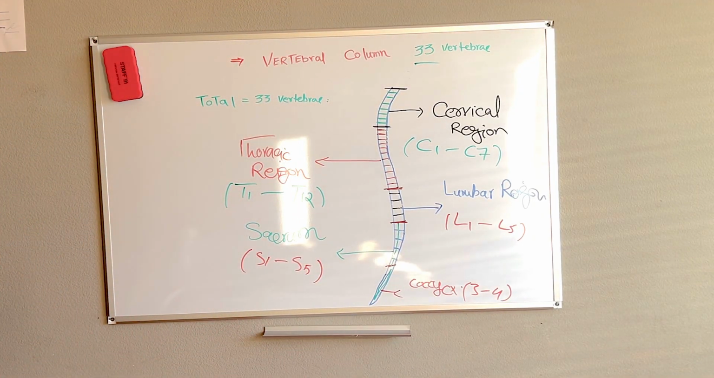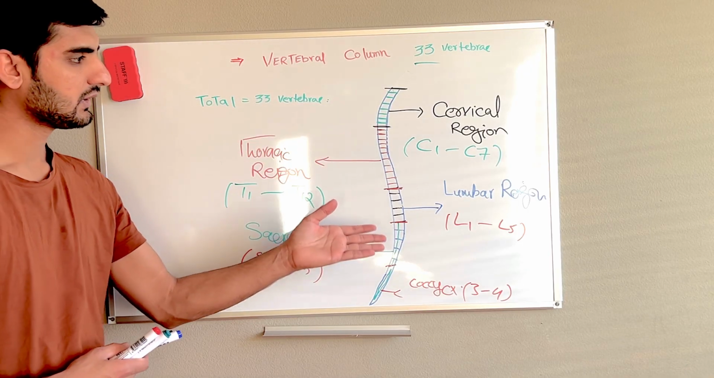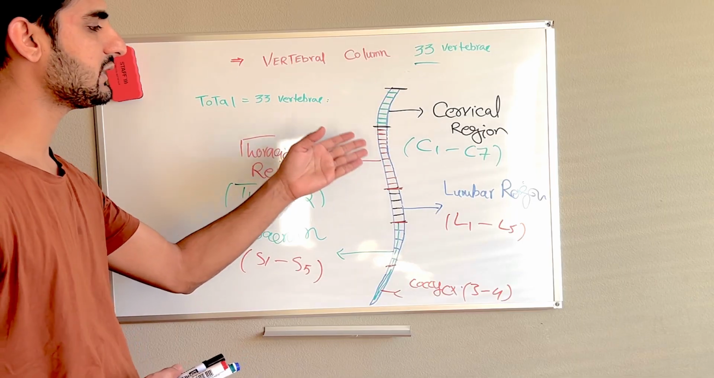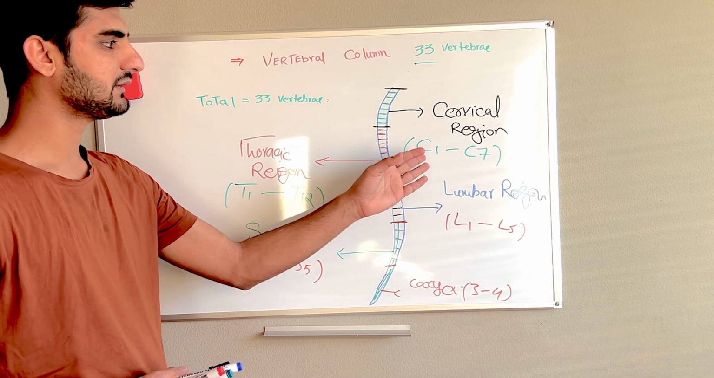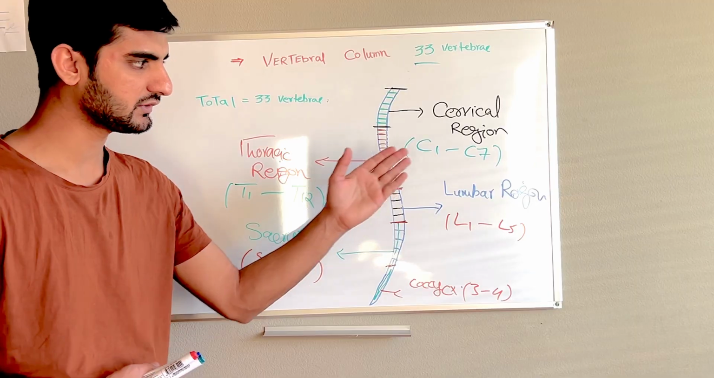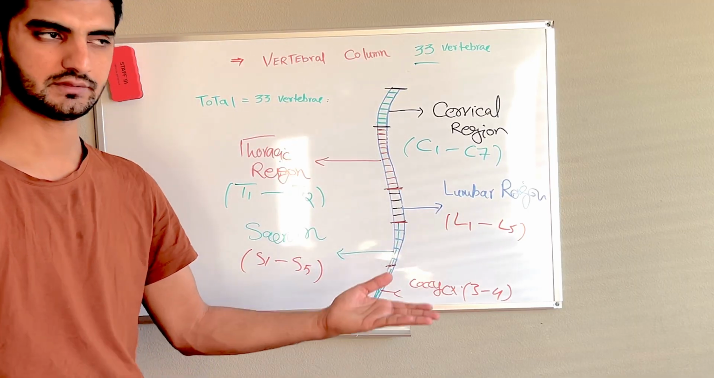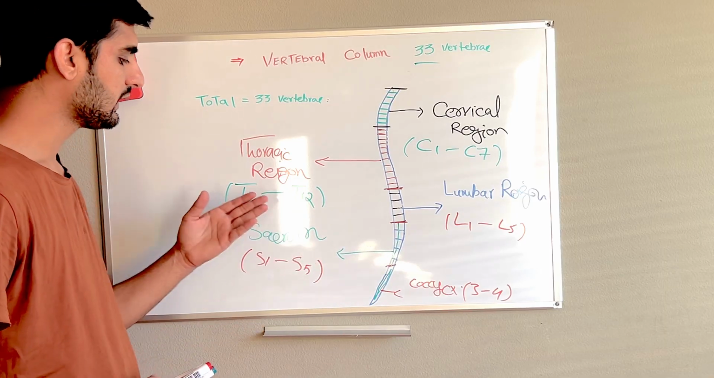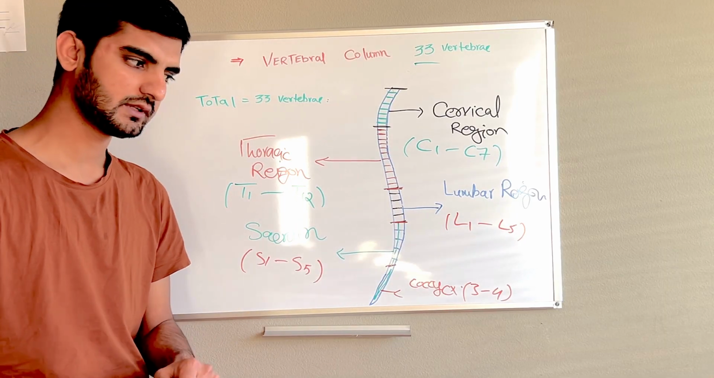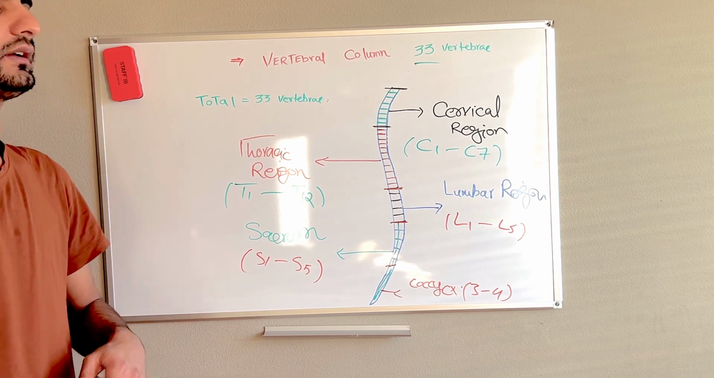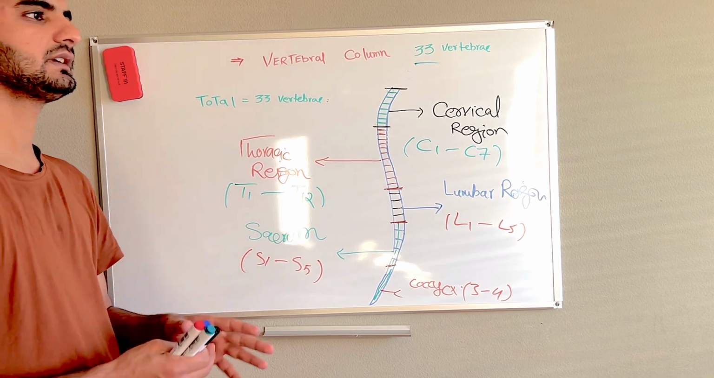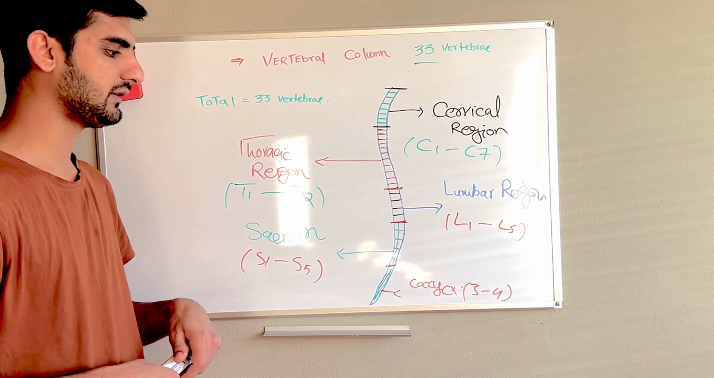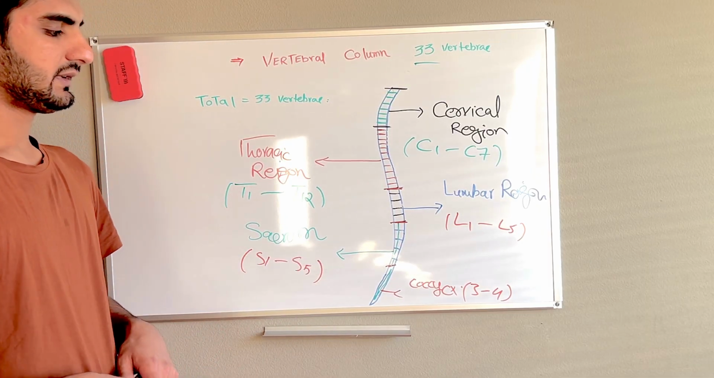This is the simple structure which we know about the vertebral column. Each region has vertebrae, as I told you. In the cervical region we have C1 to C7, meaning 7 cervical vertebrae. In the thoracic region we have 12 thoracic vertebrae. In lumbar we have 5 lumbar vertebrae, and in the sacrum we have 5, but they are fused to each other. They look like one bone, the sacrum bone. And the coccyx has 3 to 5 vertebrae.